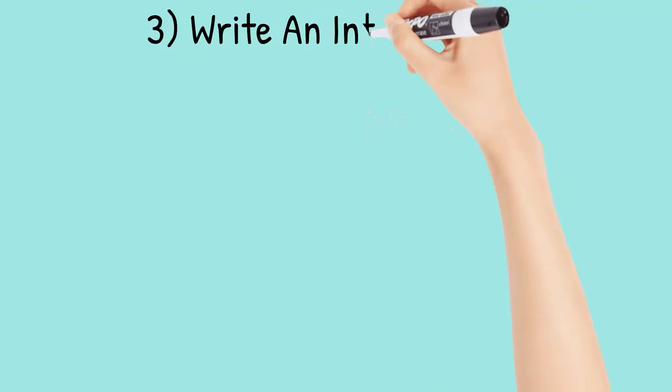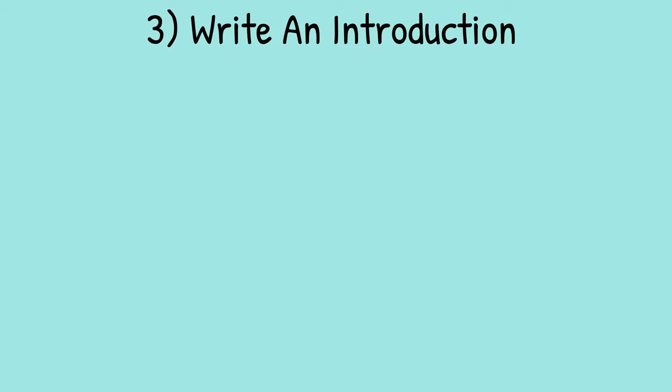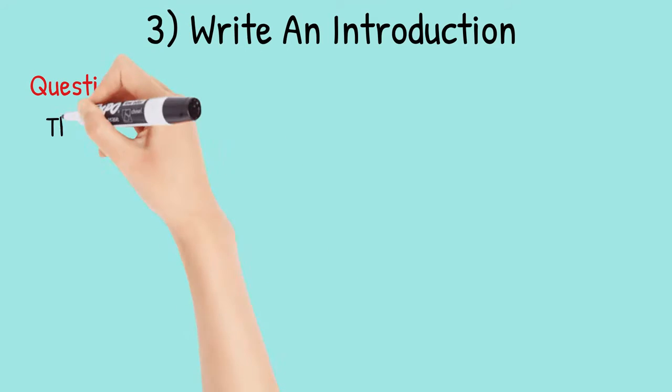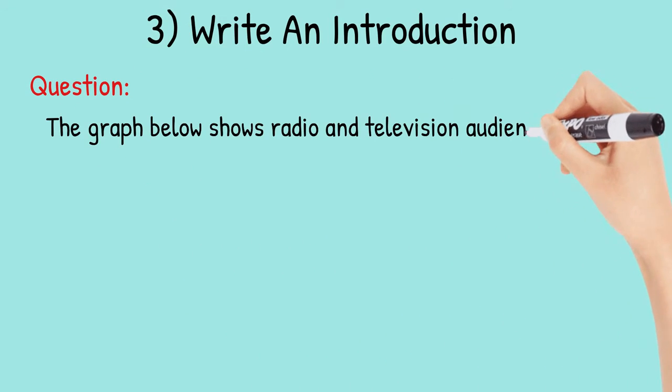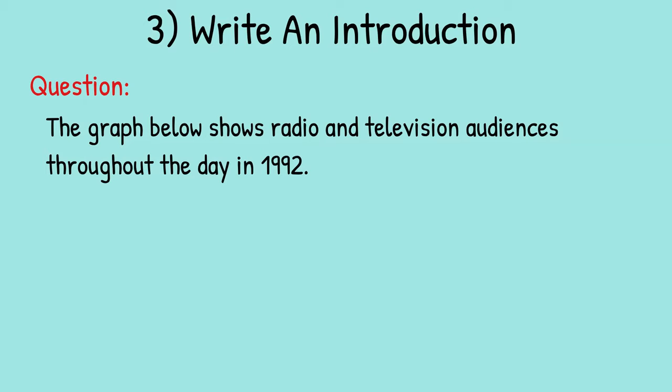Now let's understand how to write an introduction. In the introduction, you should simply paraphrase the question, that is, say the same thing in a different way. You can do this by using synonyms and changing the sentence structure. For example, the question is, the graph below shows radio and television audiences throughout the day in 1992.